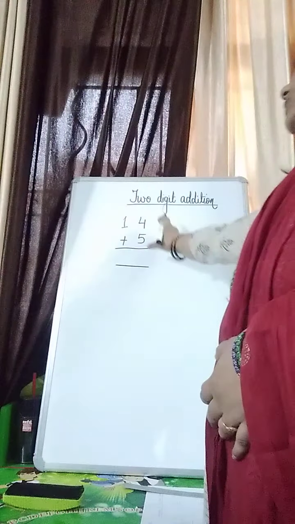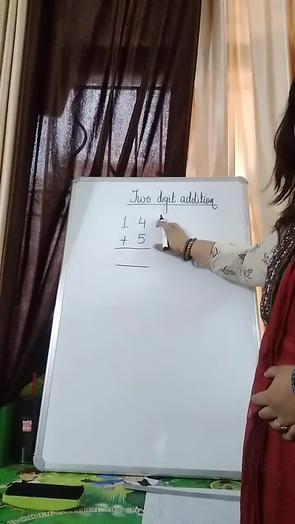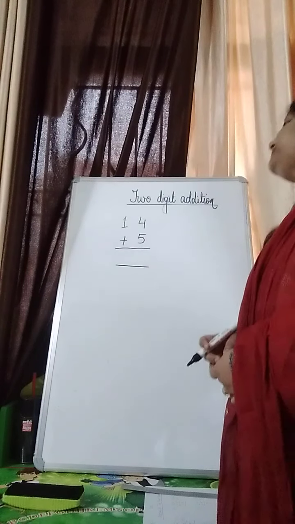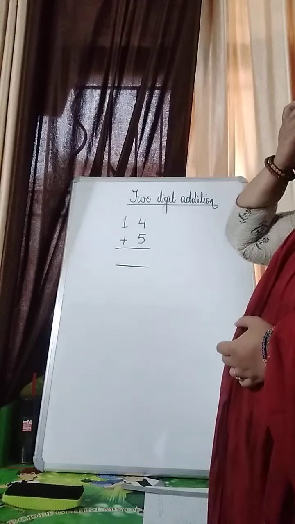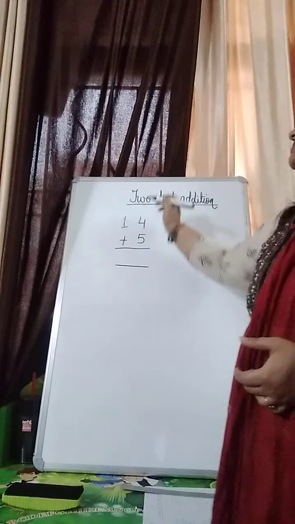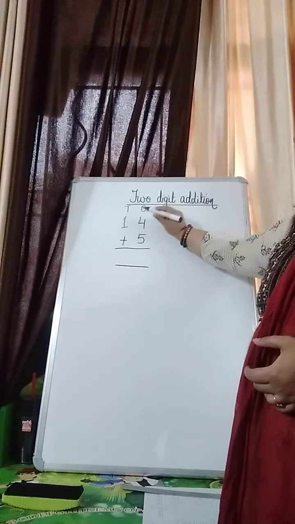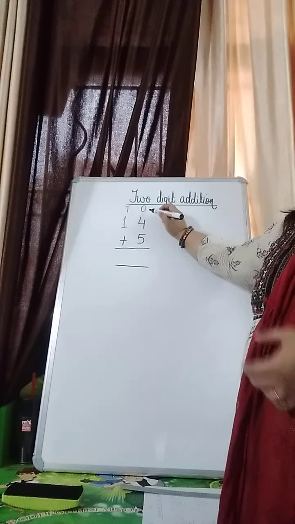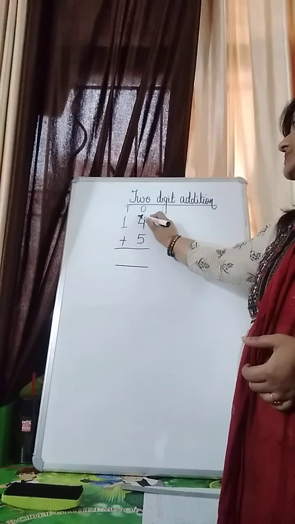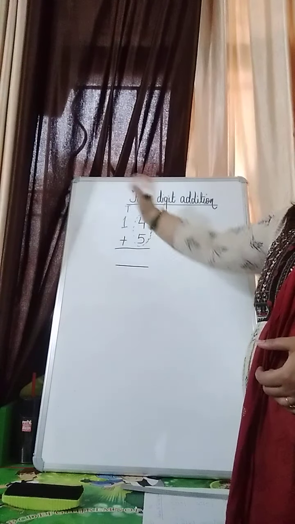Suppose somebody gives you a question like this, where you have to add two numbers: 14 at the top and 5 at the bottom. How are you going to add it? Always remember, when there is a two-digit number, you always take the right side first, tens and ones. So you take the ones area instead of the tens area. This is the ones part, this 4 and 5. So first we're going to add these two numbers and then we'll proceed further.